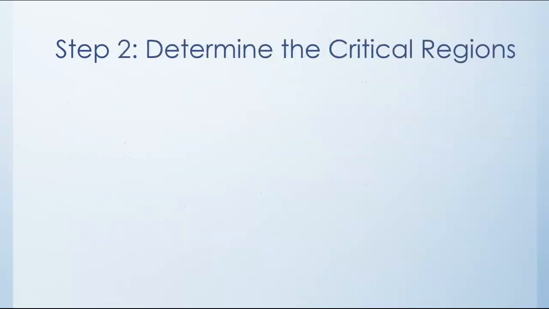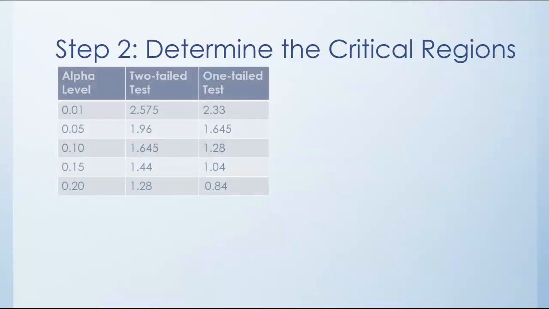So the next thing we need to do is determine our critical regions. Now again, we're going to be using a z-test. So our critical regions for a z-test never really change. So what I want you to do is write down this chart. We have our alpha levels here in the first column: 0.01, 0.05, 0.1, 0.15, and 0.2.